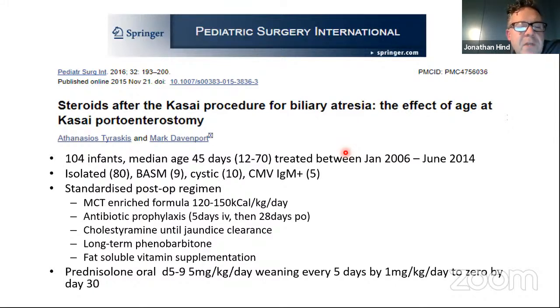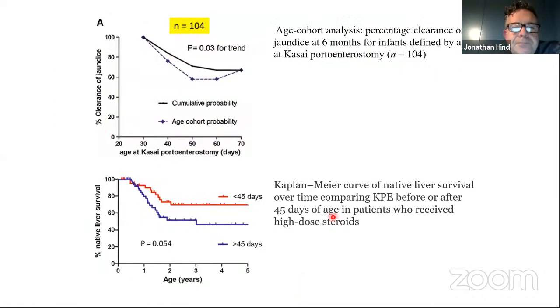In our unit, we have looked at whether steroids make any difference for biliary atresia. So we looked at 104 infants. Their median age was 45 days, between January 2006 and June 2014. Most of them, of course, had isolated biliary atresia. They had our standard post-operative regimen at the time. Some good nutrition in there, I must say. That's very important. And all of those received a course of steroids.